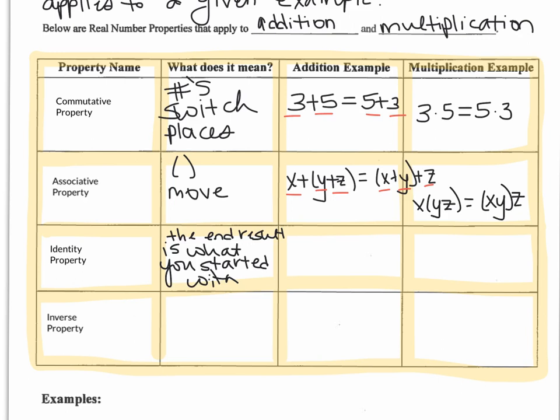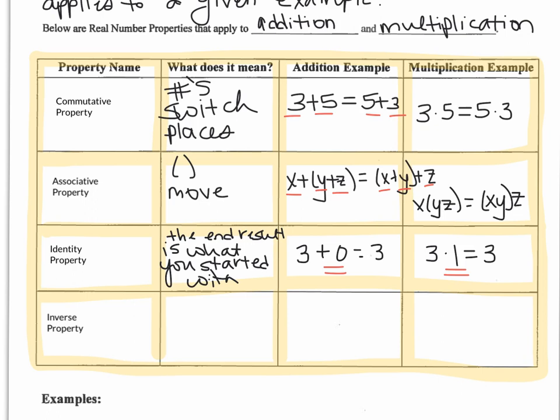So if we think about an example, we'll use the number 3. What do I have to add to 3 to end up with 3? Because I have to start and end with the same thing. So what do I have to add to 3 to get 3? Well, 0. So that's an example of the identity property. And if I start with 3, what do I have to multiply by 3 to get 3? I don't want to multiply by 0 because then that's 0. So 3 times 1. So the identity property, I'm adding 0 or I'm multiplying by 1.